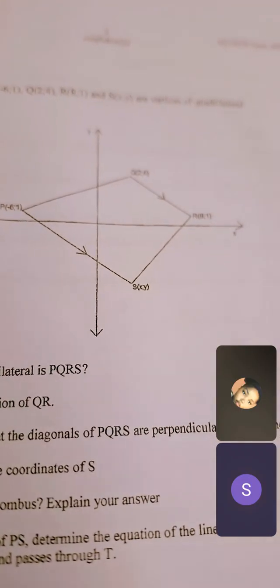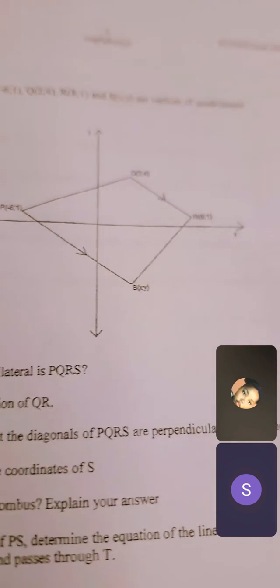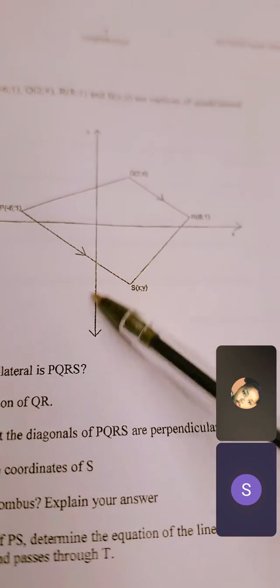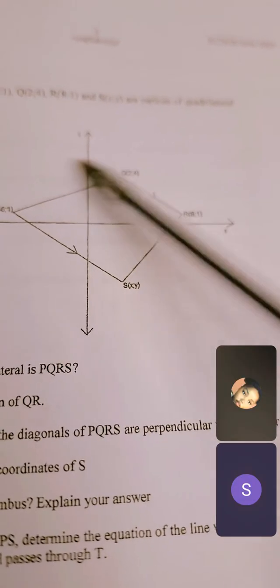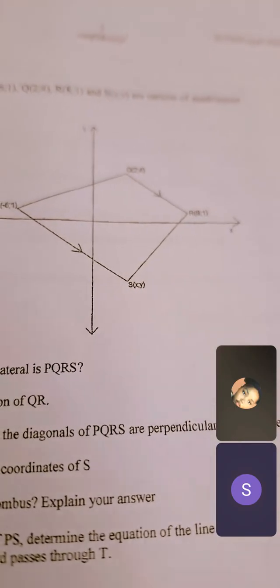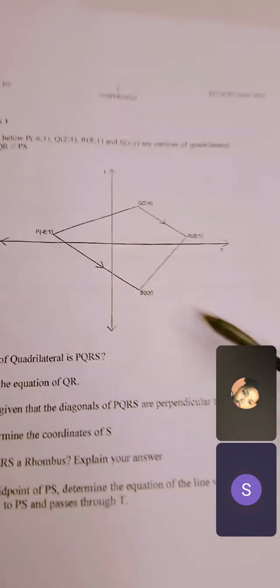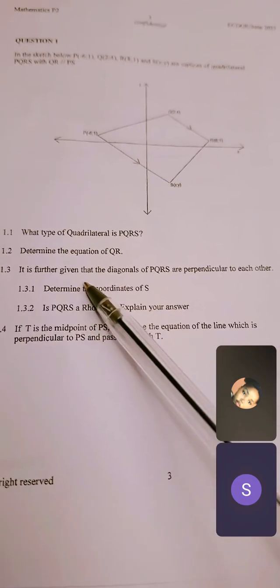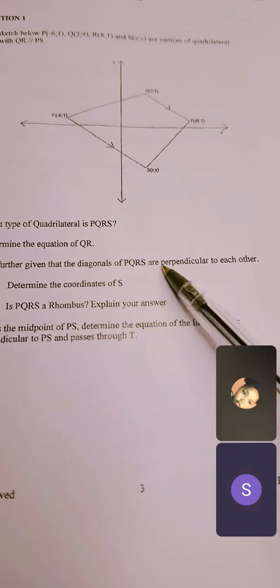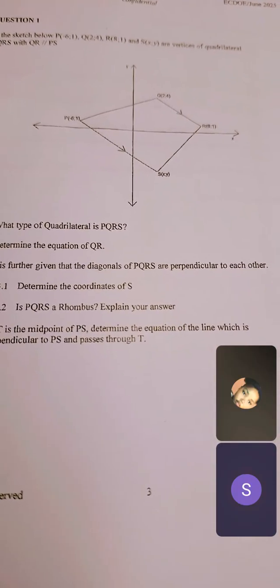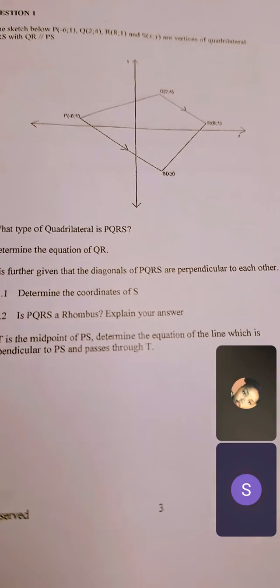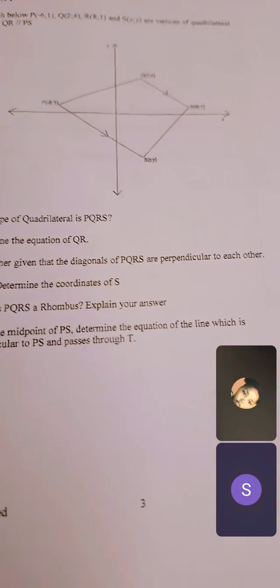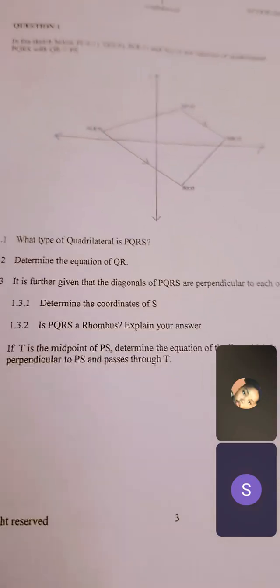And then of course we can use the two equations and solve them simultaneously and get x and y for this point. Because like I said, we only know that this is a trapezium. We don't know anything more than that. But as it says here, if it is further given that the diagonals of PQRS are perpendicular to each other, determine the coordinates of S, which is quite interesting. Because if the lines are parallel and the diagonals are perpendicular, that is a very interesting thing that we're learning there.